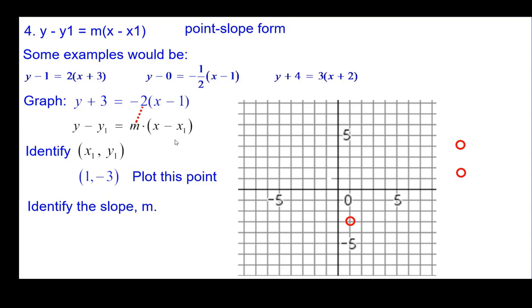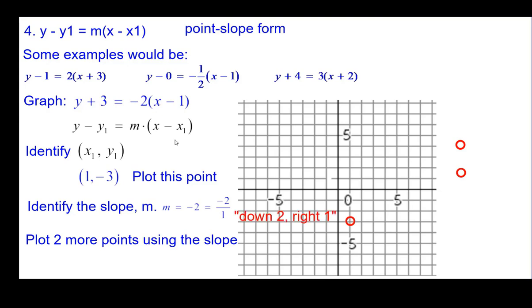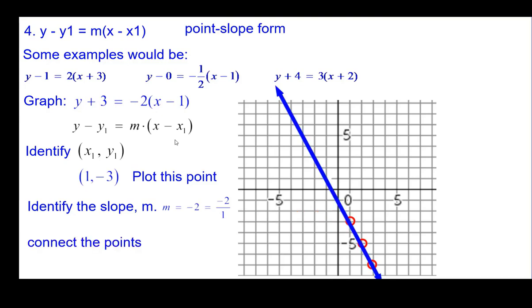And then we'll identify the slope as negative 2, which is negative 2 over 1, change in y over change in x. And again, we're going to plot 2 more points using this slope. So from that point, I'm going to go down 2, to the right 1. So that's a slope of negative 2 over 1. And I'll do it again. Down 2, right 1. There's my third point. So we'll connect those points into a line, and that's the graph using the point slope form.